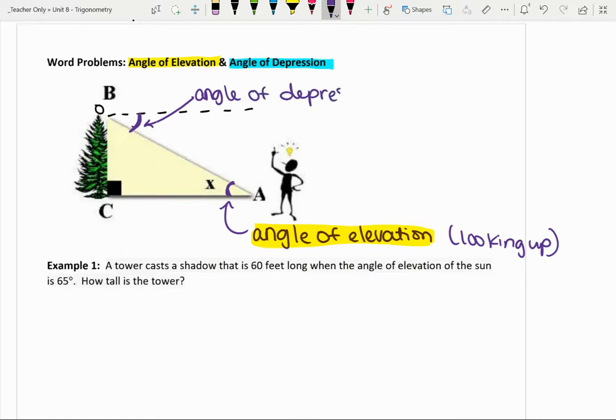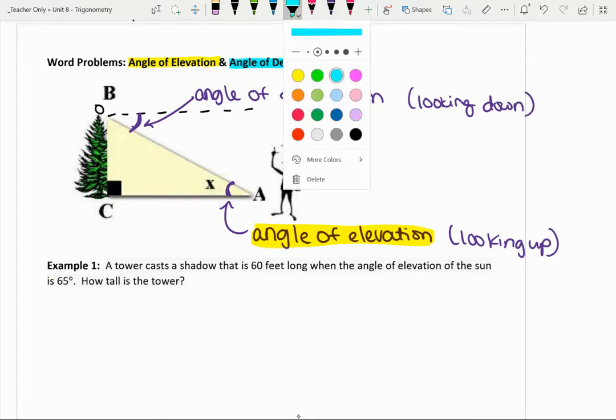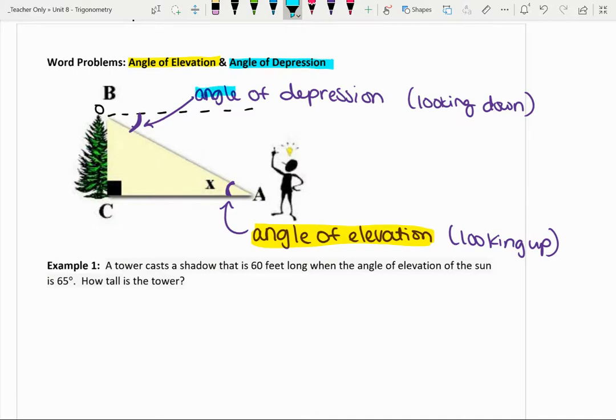So if we think about this scenario in terms of a triangle, the angle of depression is not the inside of the triangle. It's actually outside of the triangle. So this would be looking down. A lot of mistakes that happen in word problems like this involve the angle of depression because we want it to be within the triangle, but it's actually not.